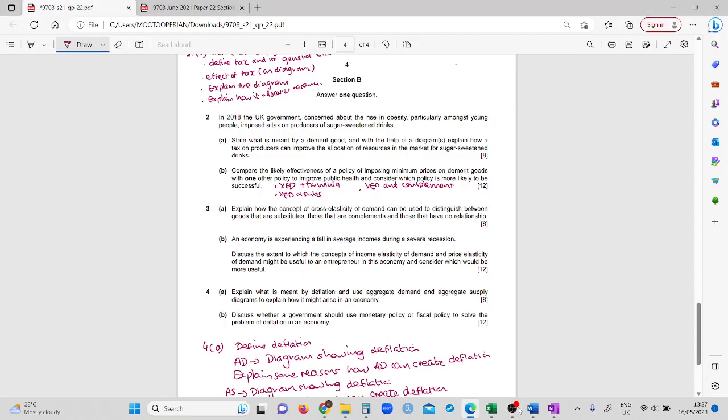Now let's continue with part B. The part B also is on elasticity. An economy is experiencing a fall in average income during a severe recession. Okay? So income is falling. Discuss the extent to which the concept of YED, income elasticity of demand, and PED might be useful to an entrepreneur in this economy, and consider which would be more useful.